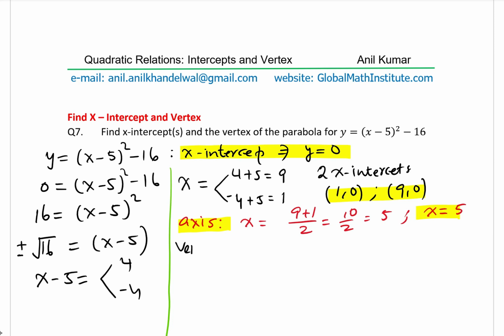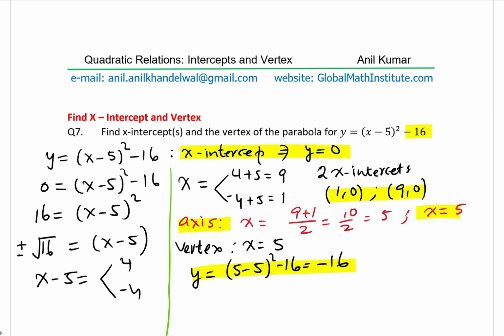So now let's get to vertex. So vertex is at x equals to 5. So we'll calculate the value y equals to 5 minus 5 whole square minus 16, which is minus 16. Now here is a very critical thing to understand. We get the same answer as given there.